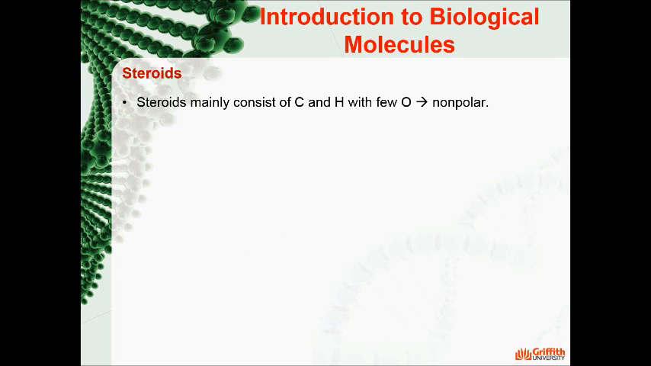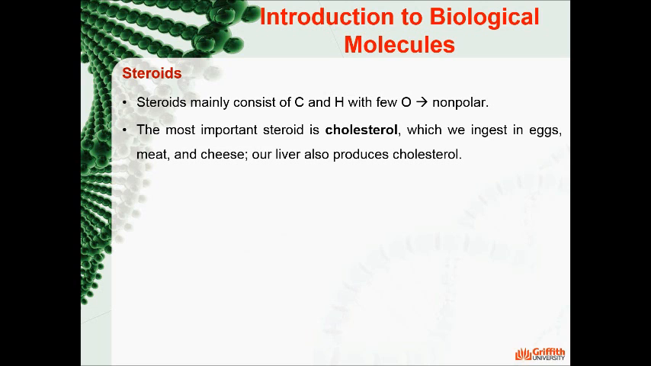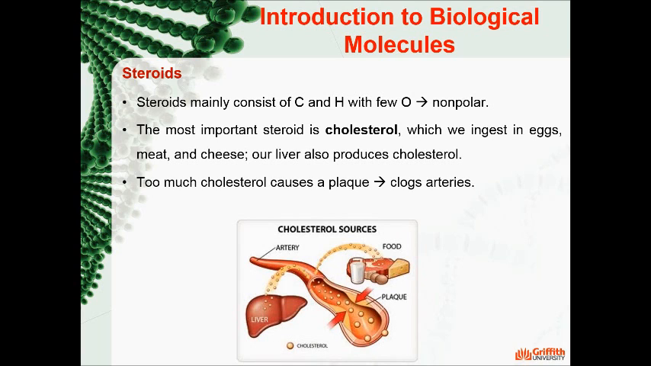Steroids consist of many carbon and hydrogen atoms, but very few oxygens, so these compounds are also non-polar. The most important steroid is cholesterol, which we ingest in eggs, meat, and cheese. Our liver also produces cholesterol. Because lipids are non-polar, they don't dissolve in water or blood. For example, cholesterol needs lipoproteins to transfer it around the body. So when we consume too many lipids, they start to clump together and form plaque that clogs our arteries.